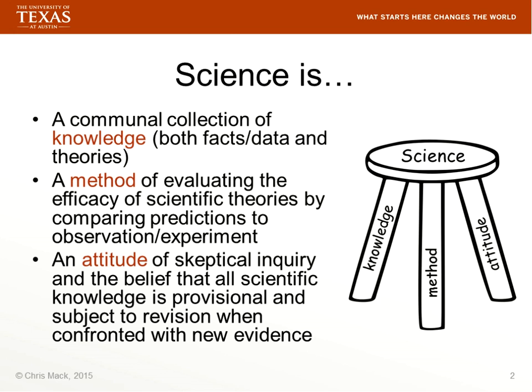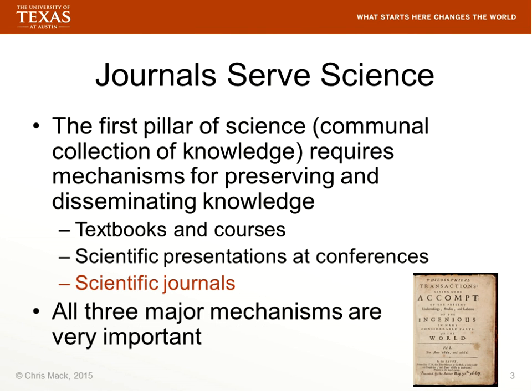And finally, the third important aspect of science is an attitude of skeptical inquiry. We have to have the attitude that all of our knowledge is provisional, tentative, that we will revise our theories, revise our beliefs based on new evidence. All three of these things are required in order for science to work and for scientific progress to continue. One of these things is where publishing has its biggest impact, which is the collection of communal knowledge. Scientific journals serve this purpose, among other avenues, for creating this collection of knowledge. You have to have mechanisms for preserving and disseminating this knowledge.